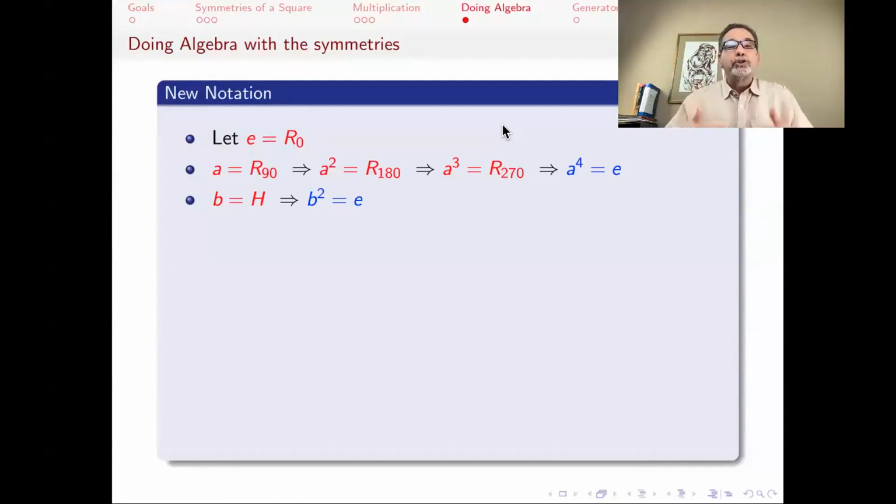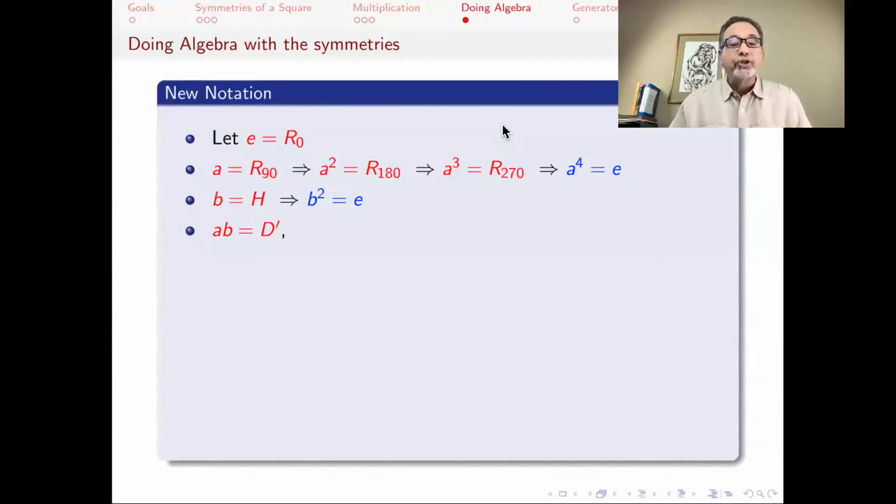And no matter how many more times you do H's, you're just going to get H and E and H and E and H and E, and you're never going to get anywhere. So what about the other guys? What we can do now is multiply A and B together. Remember, when we write AB, you do the one on the right first. So that means do a horizontal flip and then a 90-degree rotation counterclockwise. And we have seen that what you get is D prime, one of the diagonals.